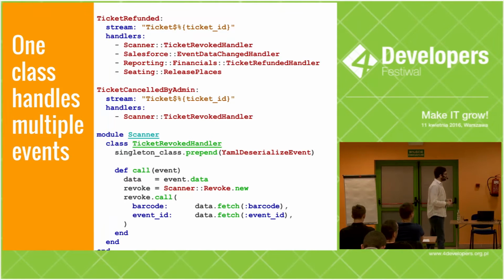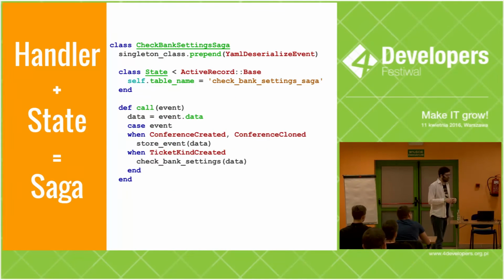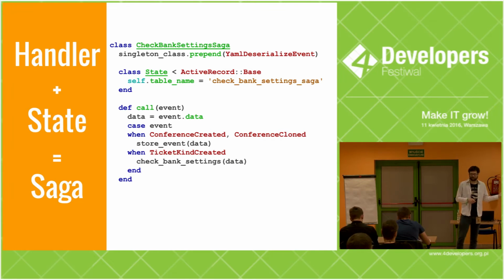So this is an interesting situation where some of those handlers are skipped in one situation, but in the other, the same handler is actually used to handle two events in the same way. And when you have a handler which can handle multiple events, and when the handler needs some kind of state to decide what to do next, then you've got yourself a Saga pattern.